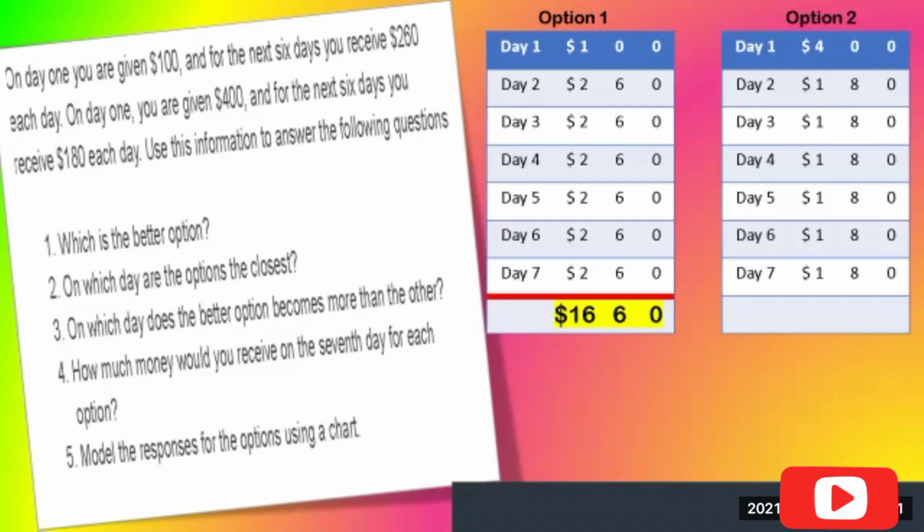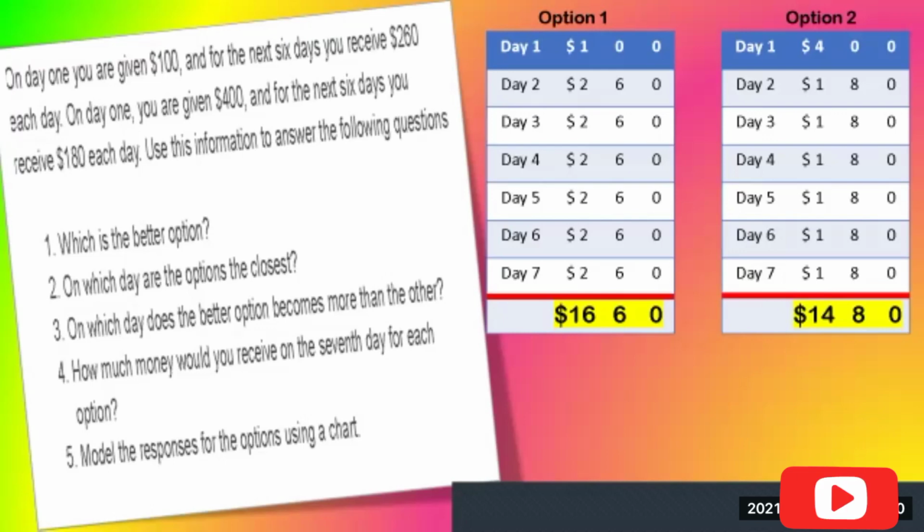Let us look at the total that would have been received for option 2 at the end of the 7 days. So go ahead, add your $400 to your $180 to the next $180 and so on until you are at day 7. And after doing your calculation, you should have a total of $1,480. Now, remember that this is money that you're receiving.